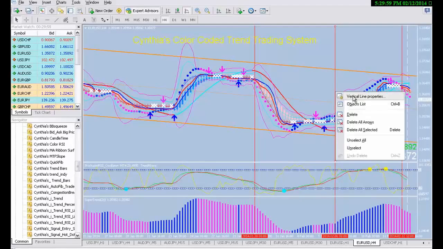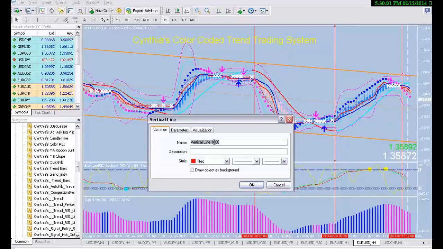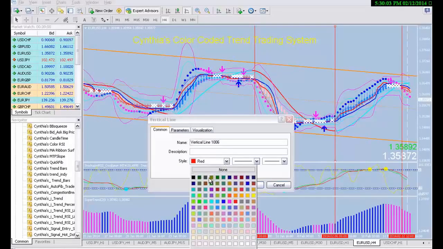Okay, this is how you change the color. Right mouse click, change, and make it lime green or something like that.